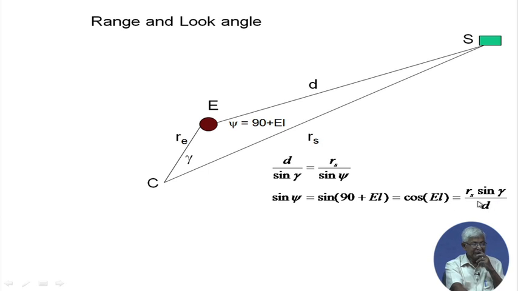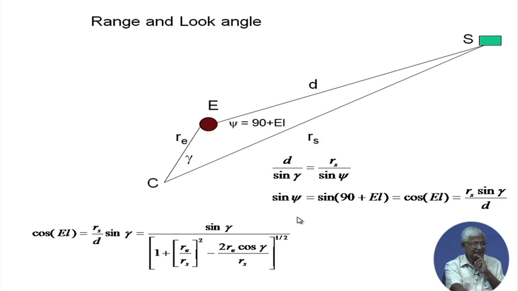Now, here we can replace D by R e and R s and gamma. So, cos elevation is R s by D sine gamma, and if you remember in the last expression we have taken out R s outside. So, that R s and the numerator R s gets cancelled. So, therefore, the expression becomes sine gamma by square root of 1 plus R e by R s square minus 2 R e cos gamma by R s.